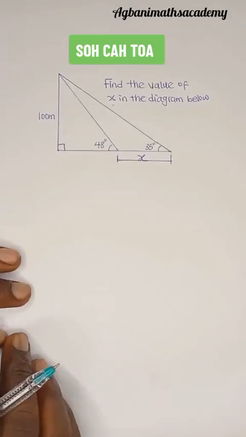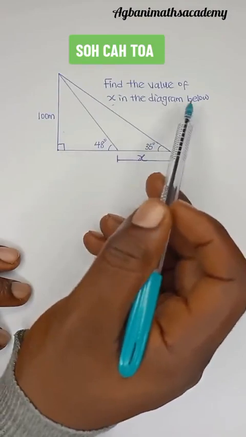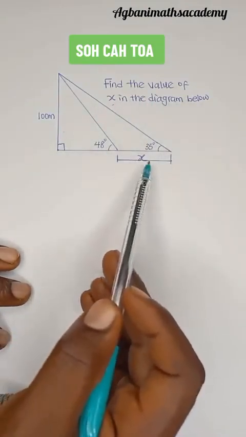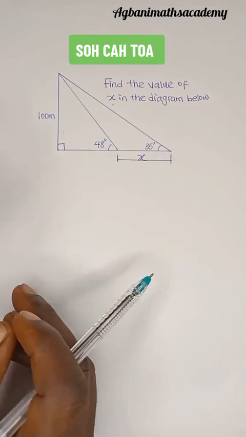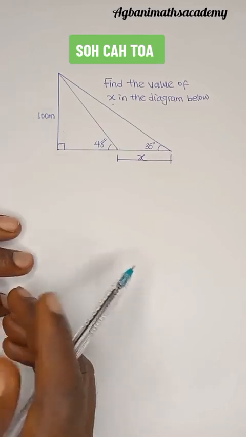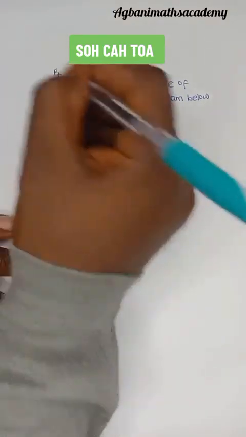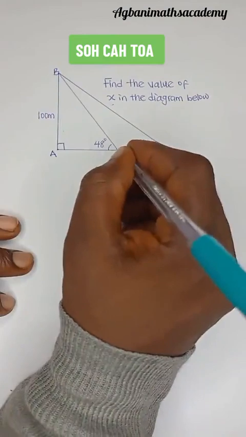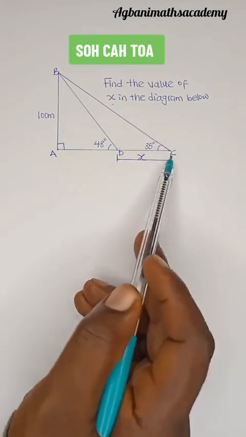Hi guys, let's look at this simple question that we have here. We are told to find the value of x in the diagram below. So this is x, a distance from this point to this point. In order for us to solve this perfectly, the first thing we're going to do is to label the diagram that we have here. So let's call this point A, B, C, and D. So we are trying to look for x, which is the distance from D to C.